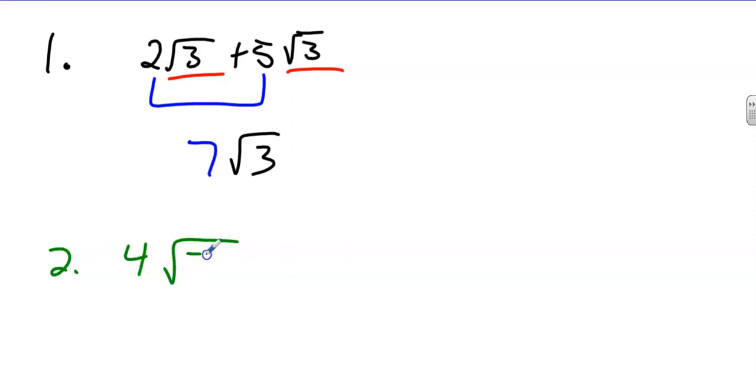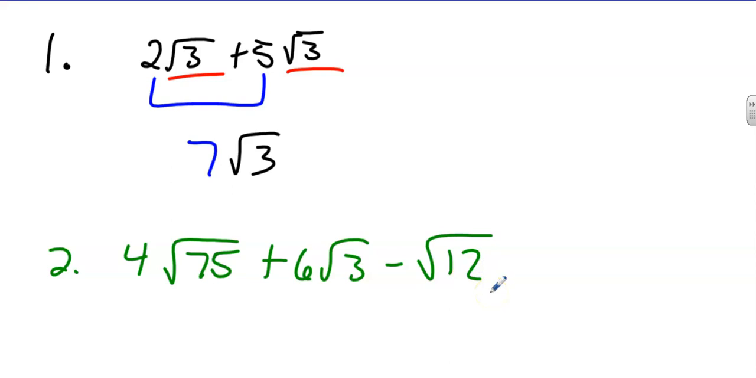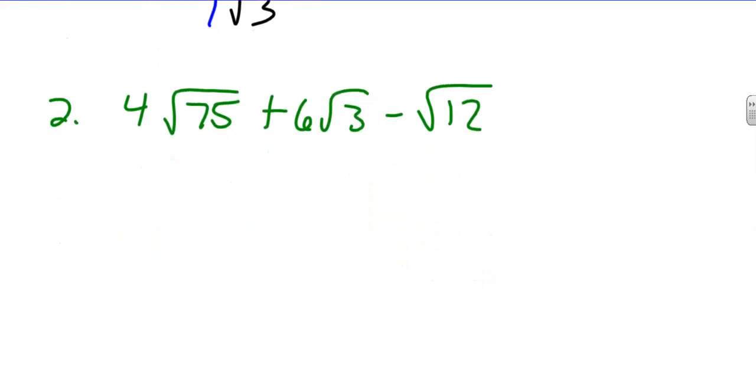All right, number 2. Changes it up a little bit. We get 4 square root of 75 plus 6 square root of 3 minus the square root of 12. Okay, definitely don't have the same square roots on these. All the radicals are different. So when your radicals are different, that's where you got to take the 75 and start breaking it down.